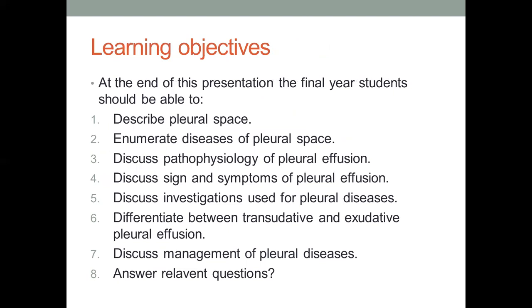Learning objectives of this presentation. At the end of this presentation, the final year students should be able to describe pleural space, enumerate diseases of pleural space, discuss pathophysiology of pleural effusion, discuss signs and symptoms of pleural effusion, discuss investigations used for pleural diseases, differentiate between transudative and exudative pleural effusion, discuss management of pleural diseases, and answer the relevant questions at the end.